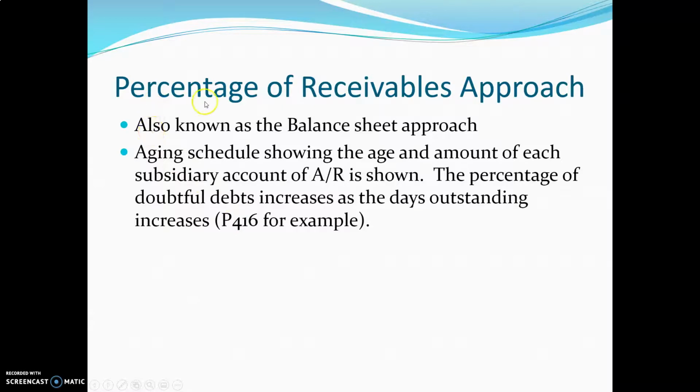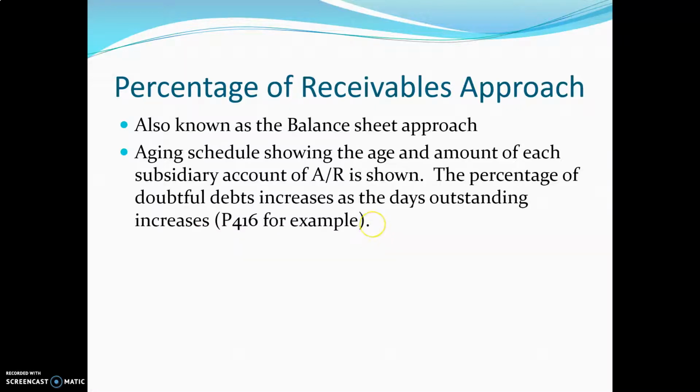There's another approach. We can also do this as a percentage of receivables, also known as the balance sheet approach. For the aging schedule, we take a look at the age of the amounts in a subsidiary account. A subsidiary account, such as accounts receivable, is a collection of all the receivables for the different people who owe the company money. The percentage of doubtful debts increases as the days outstanding increases. For example, if something was considered to be outstanding for 1 day, we have a pretty good chance that we'll get it.